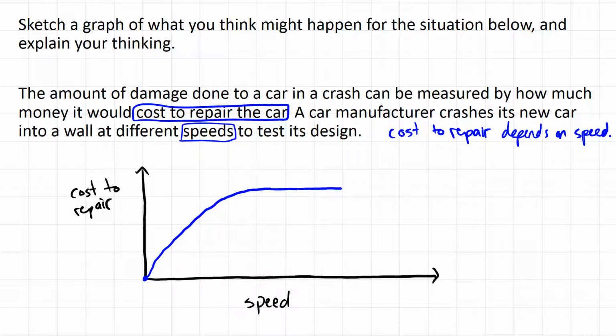So now we just have to add that bit about explaining our thinking. So down here, 0 speed equals no crash. Here, will we increase? We're going to say going faster equals worse crashes and higher cost to repair.